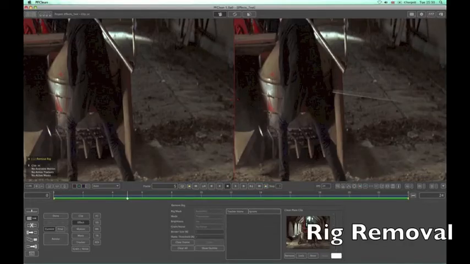This is an example of rig removal. Anytime there's anything in the shot that you don't want, like vests or harnesses or ropes or wires, that gets taken out by the compositors.